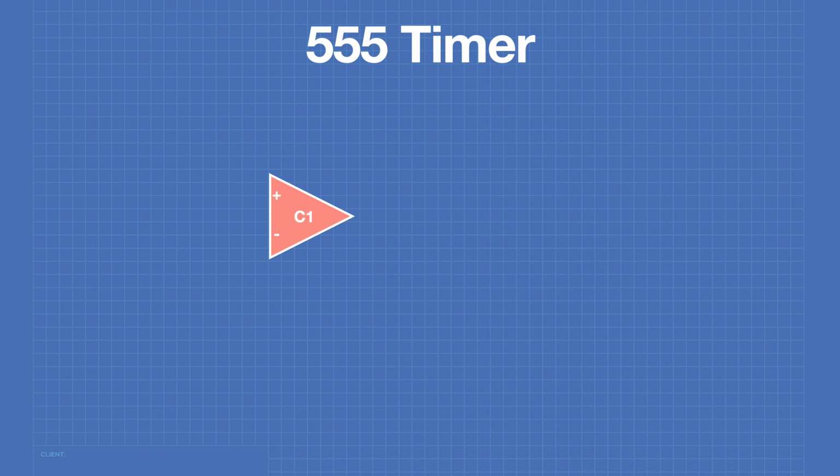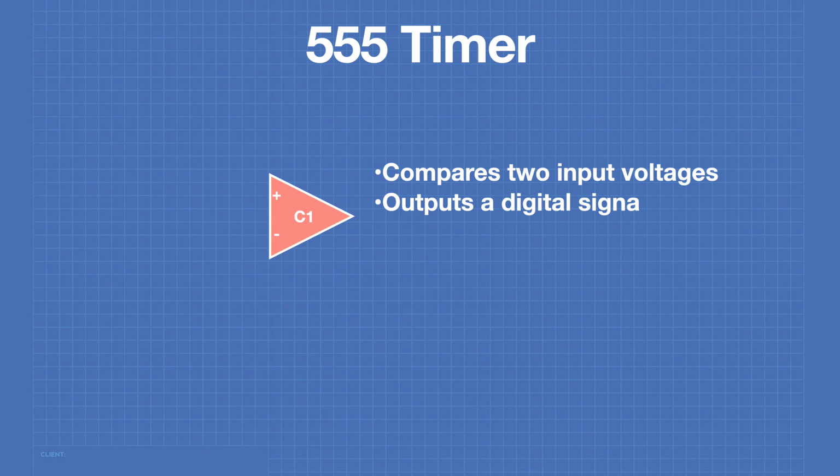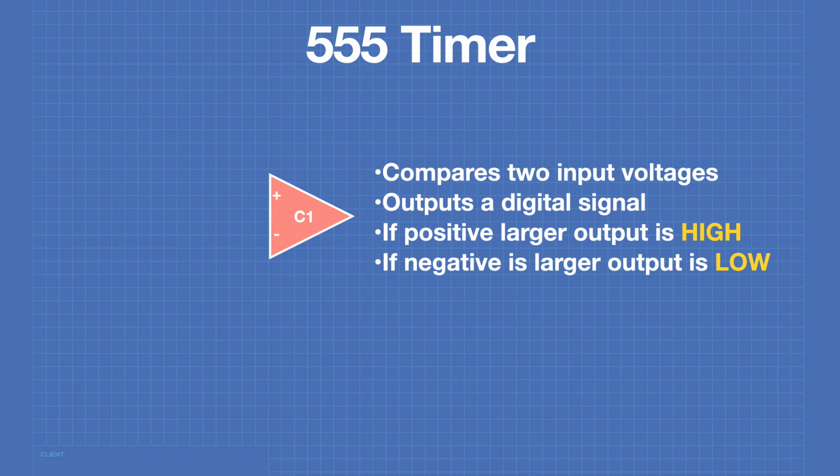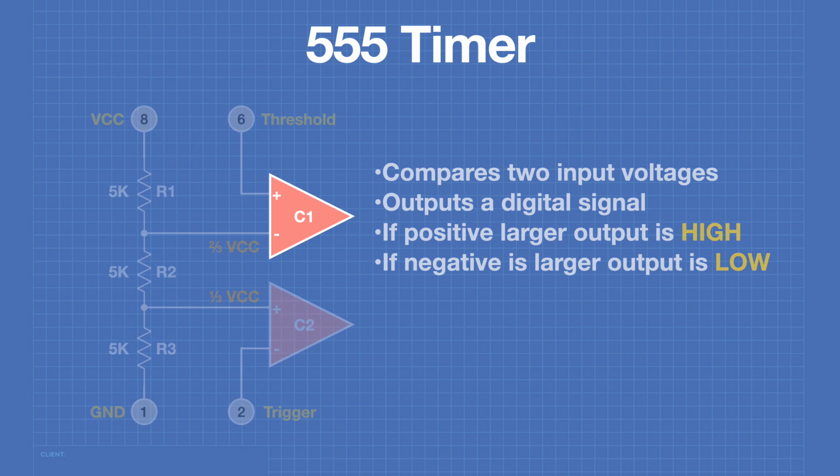Now, if you're not familiar with the operation of a comparator, it's just a component that compares 2 analog input voltages, and it outputs a digital signal. If the positive input to the comparator is larger than the negative input, then the output will be high. If the negative input is larger, then the output will be low.